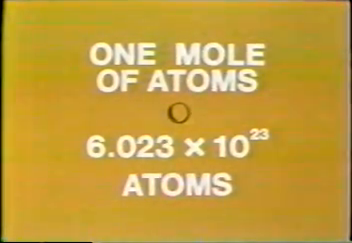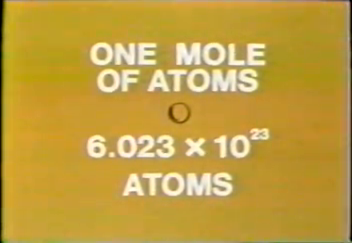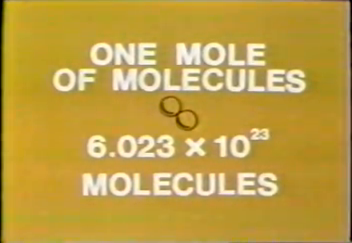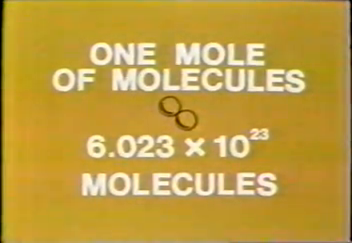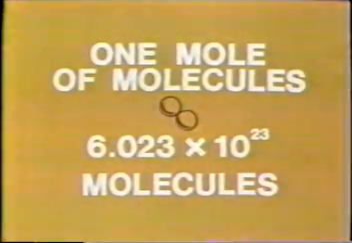Are you curious about Avogadro's number? Although you don't need to know the number to work with the mole, Avogadro's number has been estimated. Not very neat, is it? So, 1 mole of atoms contains 6.023 times 10 to the 23rd atoms. And 1 mole of molecules contains 6.023 times 10 to the 23rd molecules.